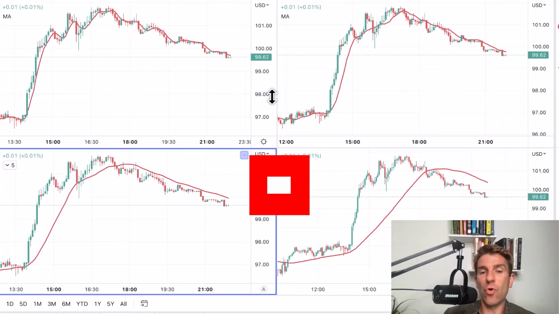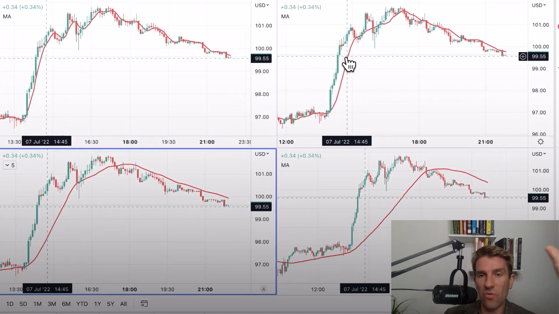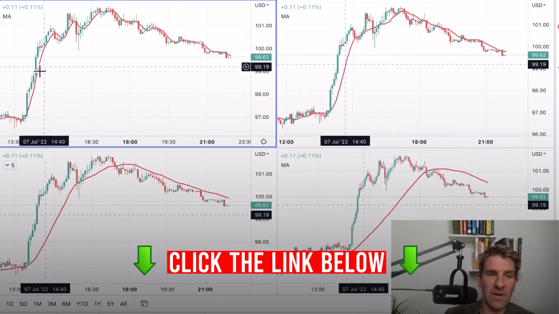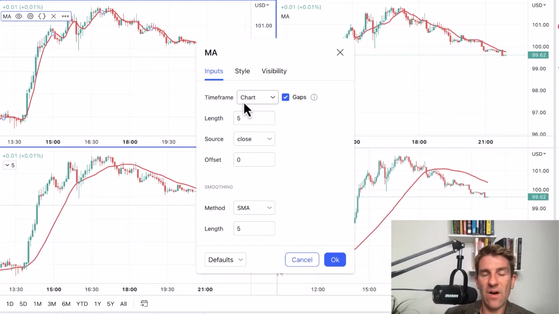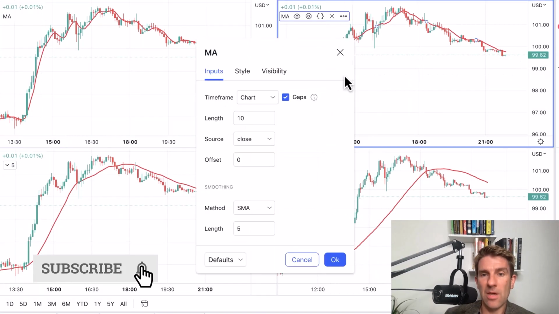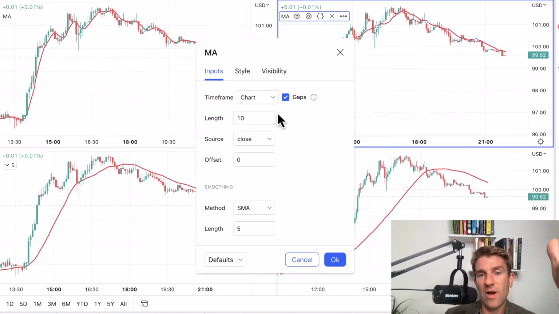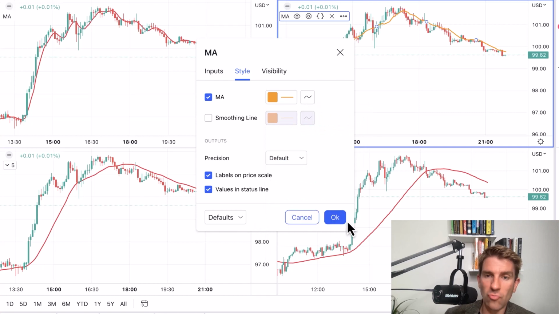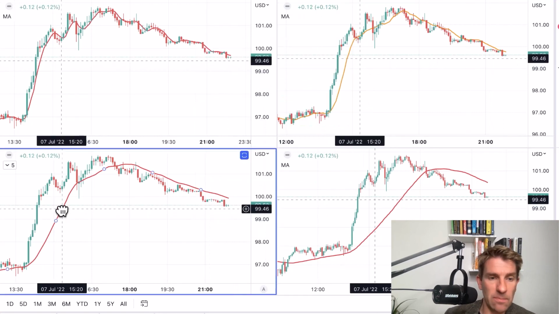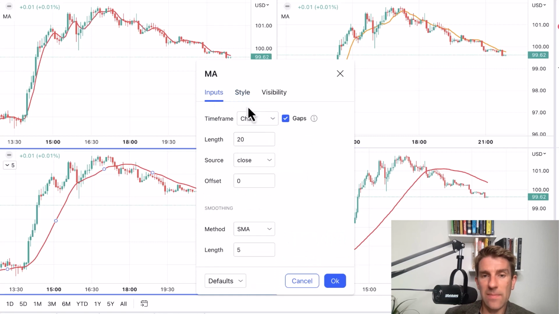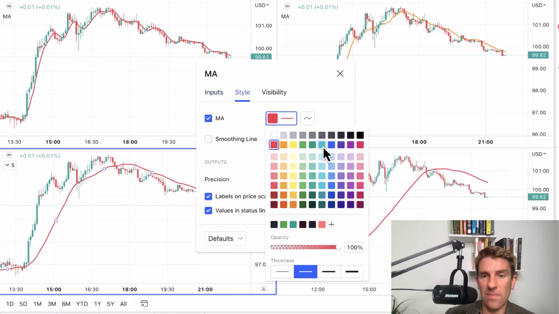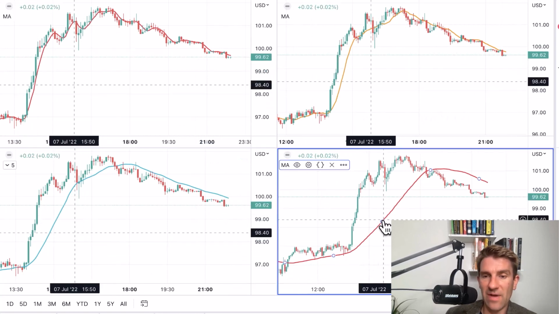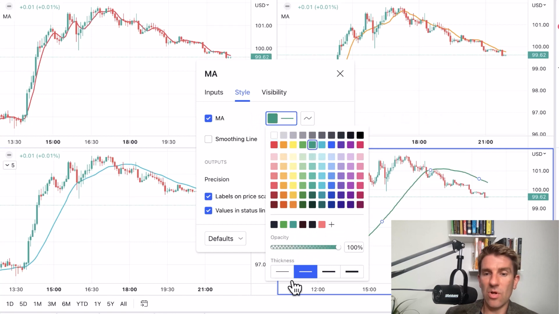Okay, so I've got 4 charts here, identical charts of crude oil on a 5-minute chart. On this left-hand side, I have a 5-period moving average, which I'll keep red. On the top right, I have a 10-period moving average, which I will change to orange. On the bottom left, I have a 20-period, which I always have colored cyan. And on my bottom right, I have a 50-period, which we will go green.